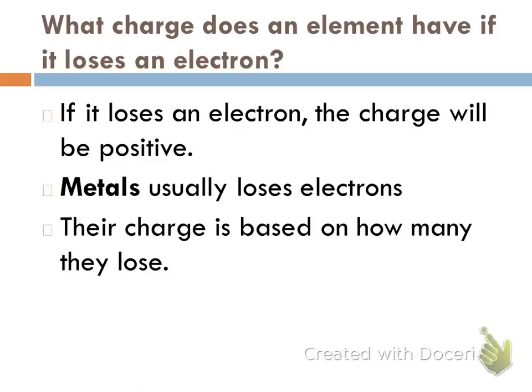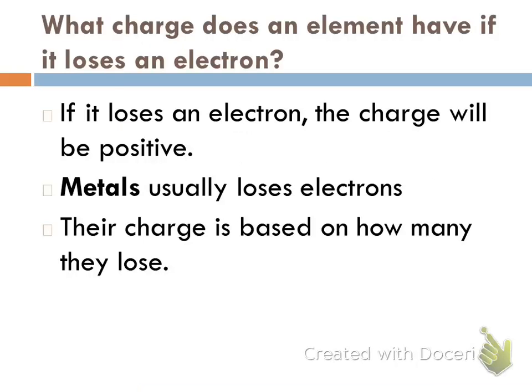So the first question is, what charge does an element have if it loses an electron? Now, if it loses an electron, we're going to end up with a positive charge. If you remember when we discussed the structure of the atom, we found that there's usually the same number of protons and electrons. Protons, of course, with a positive charge, and electrons with a negative charge. As long as these numbers are equal, we have what we call a neutral atom.